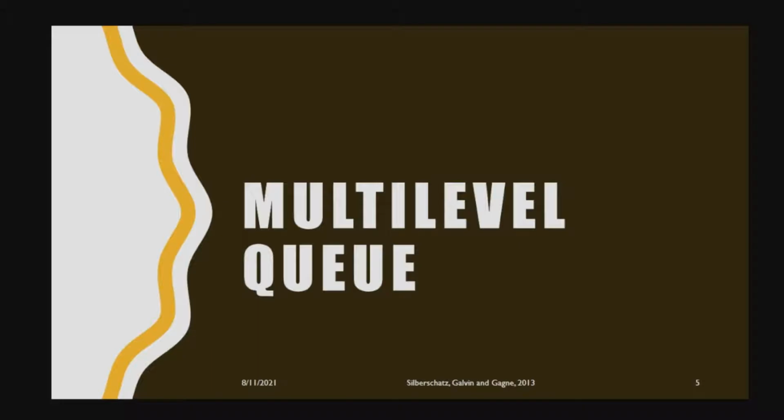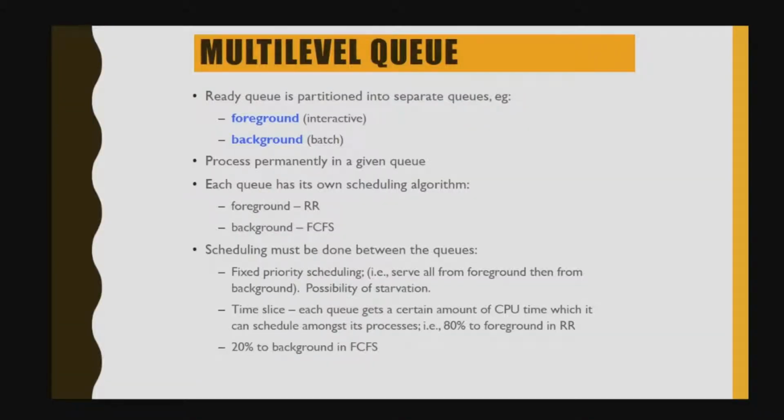So we'll go for the multi-level queue. A ready queue is partitioned into separate queues. We have the foreground and we have the background. The foreground is the interactive queue, and the background is what we call the batch. A process is permanently in a given queue, meaning the process will stay in one queue. Each queue has its own scheduling algorithm. For the foreground we use round robin, and for the background we use first come first serve, as we already learned those algorithms in the previous video.